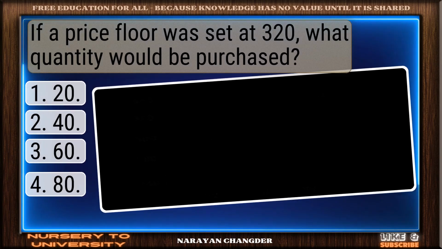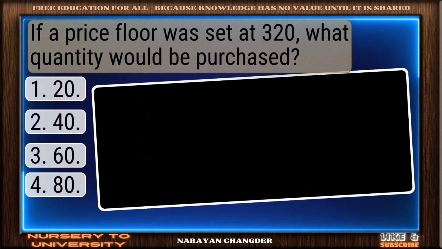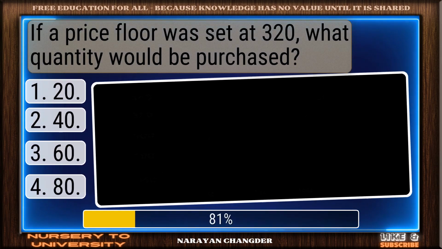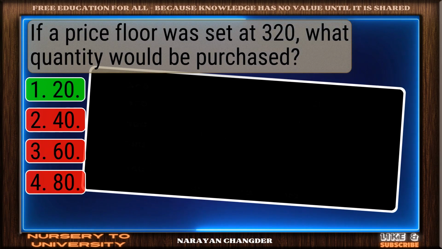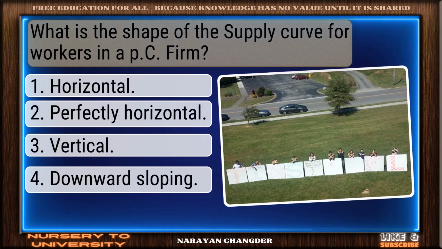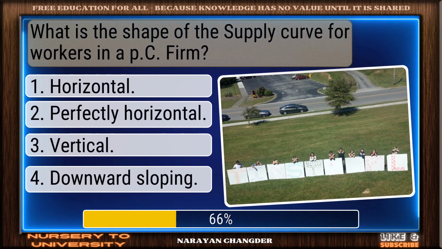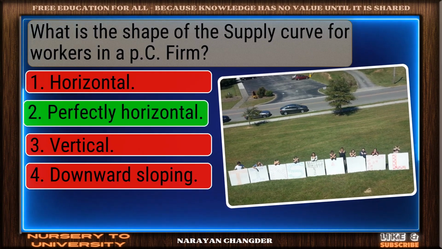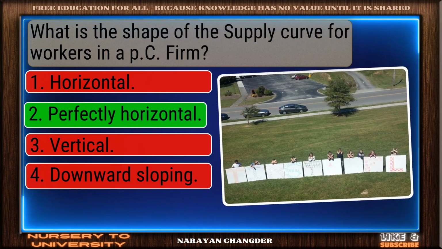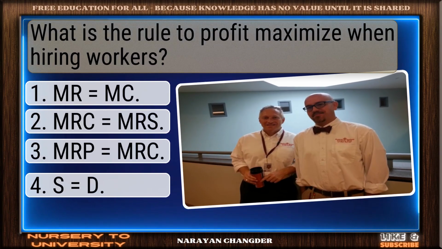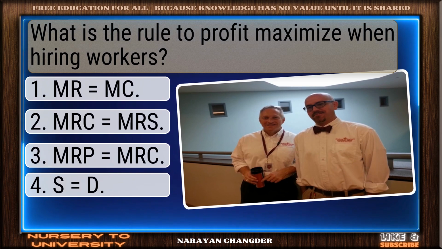If a price floor was set at 320, what quantity would be purchased? Well reasoned. 20 is the correct choice. What is the shape of the supply curve for workers in a PC firm? Correct response. Perfectly horizontal is the most accurate answer. What is the rule to profit maximize when hiring workers?